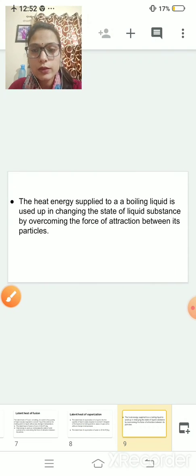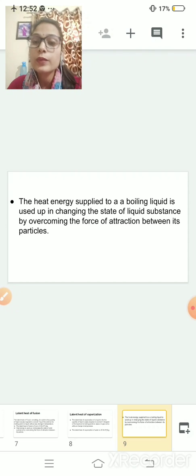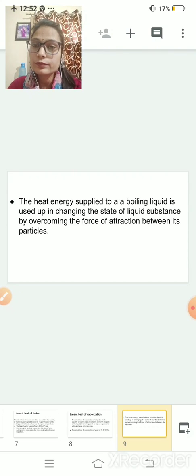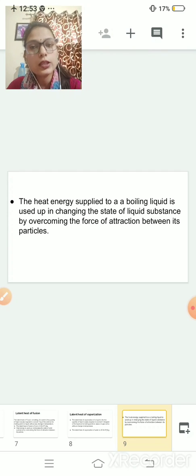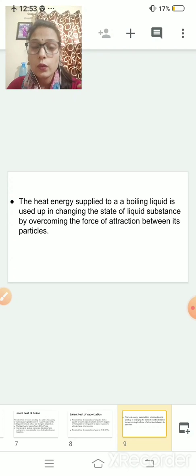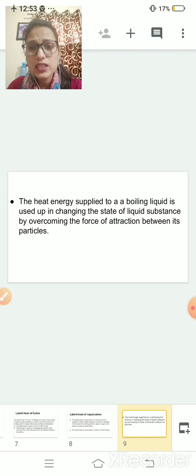How many types of latent heat are there? Two types of latent heat are there. Number one, latent heat of fusion, and number two, latent heat of vaporization. What do you mean by latent heat? Latent heat means hidden heat which converts your state of matter. Clear? Fusion means solid to liquid, and vaporization means liquid to gas.